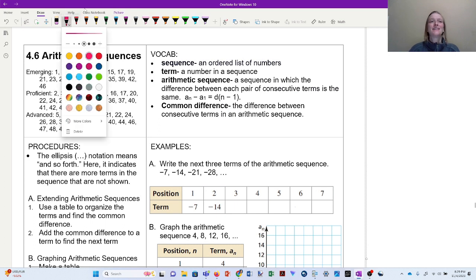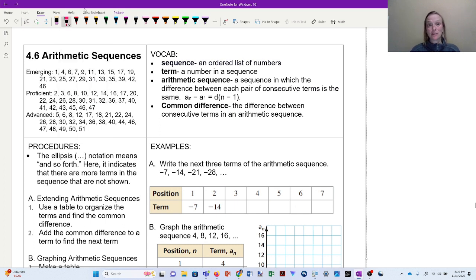Hi folks. Today we're going to learn about arithmetic sequences. A sequence is just an ordered list of numbers, patterns in a list of numbers, and I'm sure you've seen these before. For instance, write the next three terms of this arithmetic sequence: -7, -14, -21, -28.